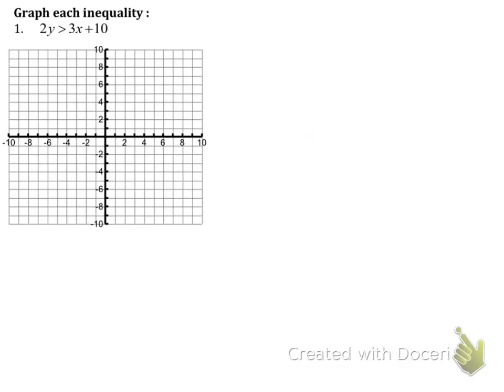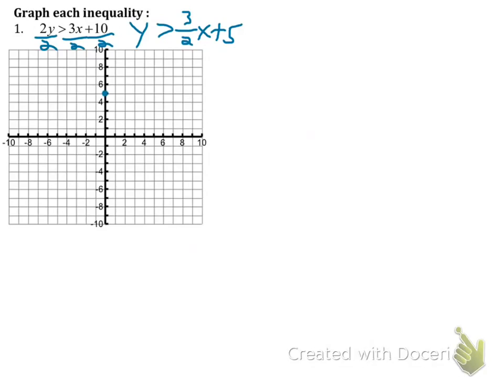Let's look at an example and see what we have here. This is going to be a linear inequality, and the first thing we would like to do before we graph it is put it in slope-intercept form, because that will make it a little bit easier to graph. So we can do that by dividing everything by 2 and getting the y by itself. If we do that, we'll be left with y is greater than 3 halves x plus 5.